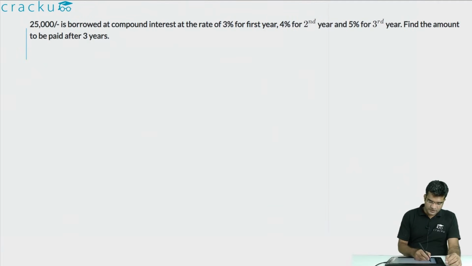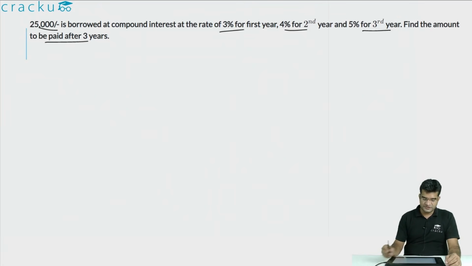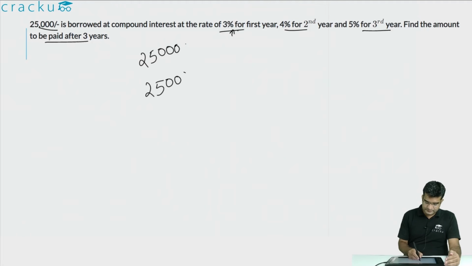In this question, we are told that 25,000 is borrowed at compound interest at the rate of 3% for the first year, 4% for the second year, and 5% for the third year. Find the amount that needs to be paid after 3 years. The principal amount is 25,000. The interest for the first year is 3%. So the amount at the end of the first year will be 25,000 into 1.03.